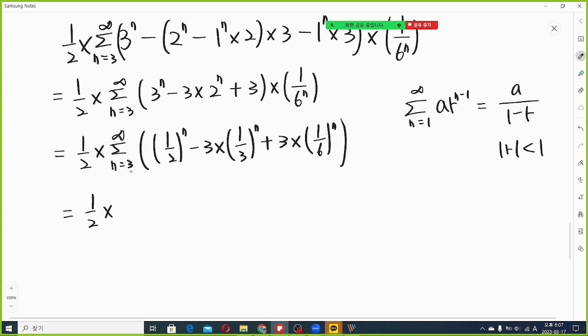And in this case, the first term is when n is 3 instead of 1. So that means the first term is 1 half cubed, like this. This one too, when n is 3, the first term is 1 over 9. For this one, the first term is 1 over 72.